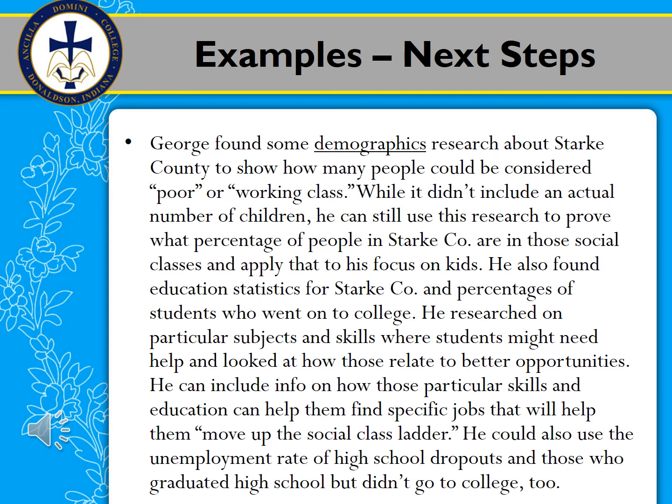He also found education statistics for Stark County and found percentages of students who went on to college. You can also find how many dropped out of high school, things like that. He researched particular subjects and skills where students might need help and looked at how those relate to better job opportunities, other opportunities down the road. He can include info on how those particular skills and education can help them find specific jobs that will help them move up the social class ladder. He also could use the unemployment rate of high school dropouts and those who graduated high school but didn't go to college as well. He can find lots of good information about his particular county and use that to coordinate with information that he's finding about larger trends with unemployment and education levels and poverty, things like that.